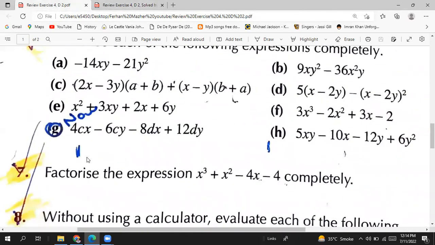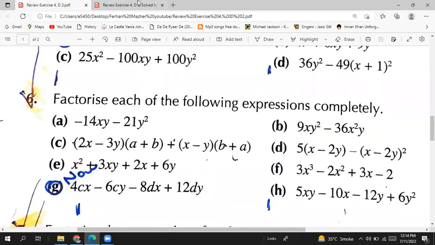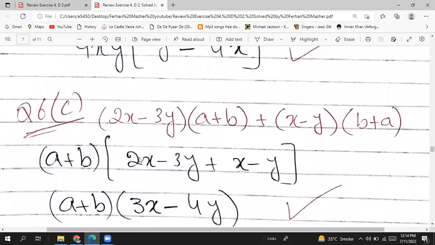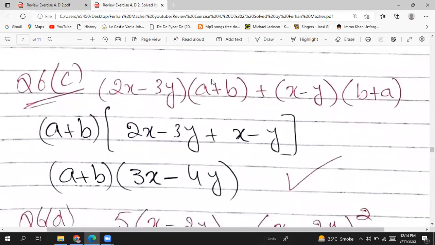Question number 6, C part. Here we have two brackets, here we have two brackets, and they want us to factorize it. So if you look carefully, both these a plus b, b plus a, mean the same thing. So you can take a plus b common. From here, you are left with 2x minus 3y. From here, you are left with plus x minus y. So inside this bracket, 2x plus x will be 3x, and minus 3y minus y is minus 4y. So this is how you will do question number 6, C part. I hope you can understand this.